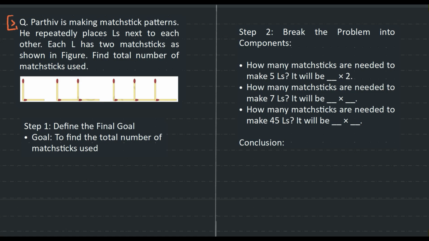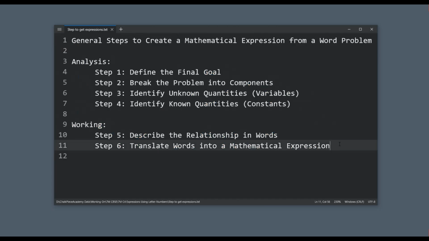So let's pick up a problem and try solving it with these steps. That is, to understand what it is that we are trying to do in that question. What is it that we are trying to solve? Then break the problem down and try to understand what the components are, how they are related and all of that, and identify what is unknown, what is known, describe the relationship in words, and translate them to a mathematical expression.